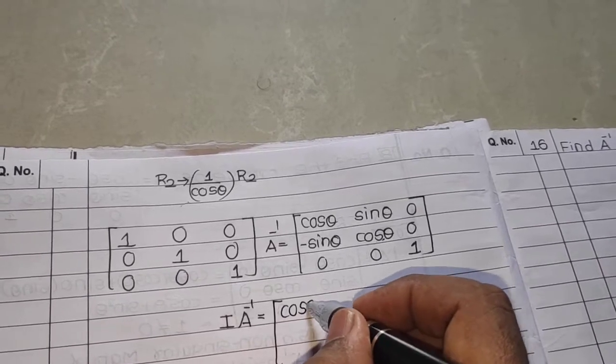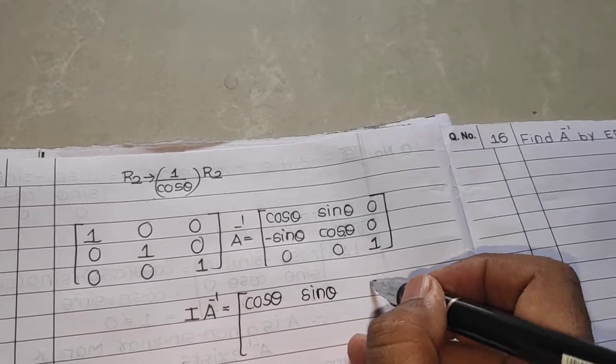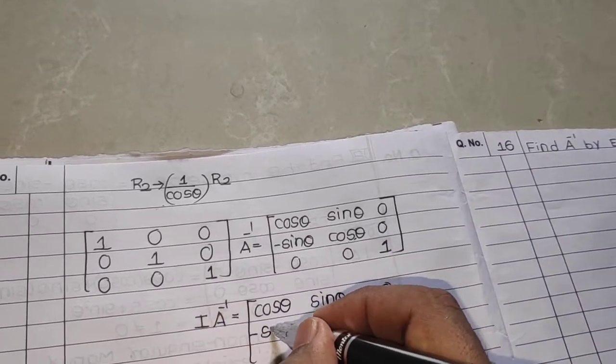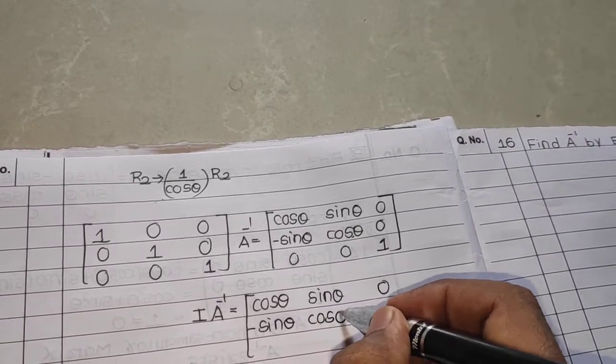cos theta, sin theta, 0, minus sin theta. Identity matrix आ चुका है. Almost हम हमारे operation को complete करने के कगार पर हैं.